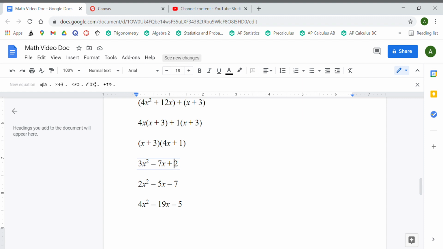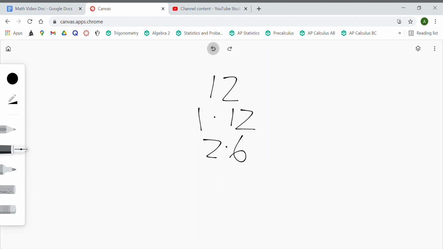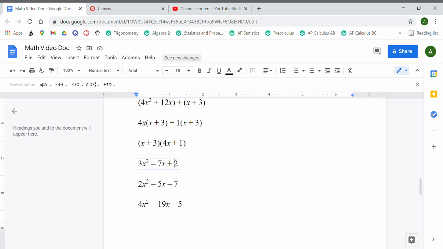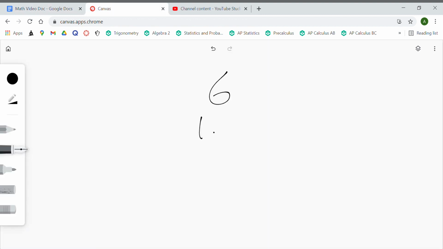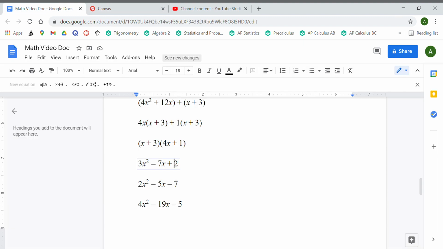Okay, so AC is 6. We are looking for the factors that add to 7. So it's going to be 1 and 6, 2 and 3. Looks like 1 and 6 add up to 7. Now, I'm going to group these terms together. It's going to be negative 6x because that b value is negative. And then plus negative x. I'm just going to use it with minus.